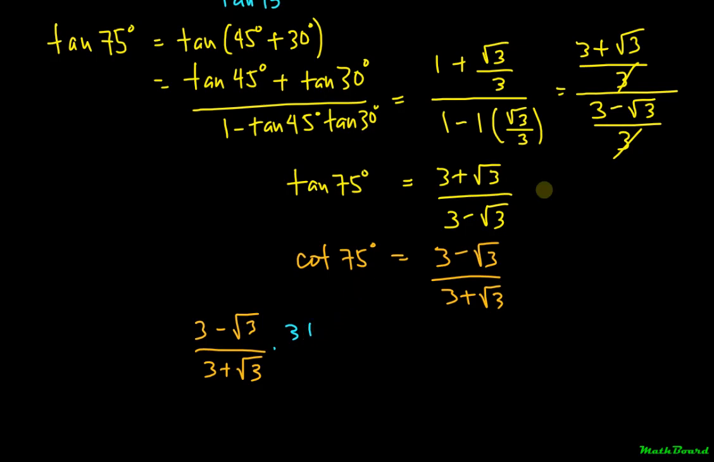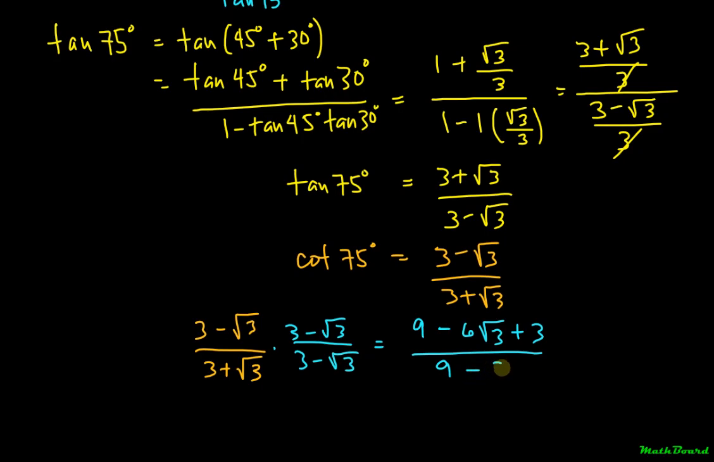That's 3 minus square root of 3 over 3 minus square root of 3, which is equal to 3 times 3, that's 9. Then twice, so 3 times negative square root of 3, that's negative 3 square root of 3 times 2, so negative 6 square root of 3. The negative square root of 3 times negative square root of 3, that's positive 3. Then for this one, 3 times 3, that's 9. Positive square root of 3 times negative square root of 3, that's minus 3.